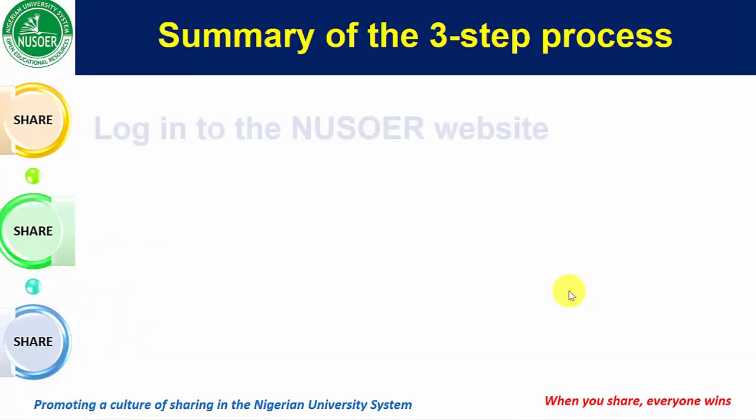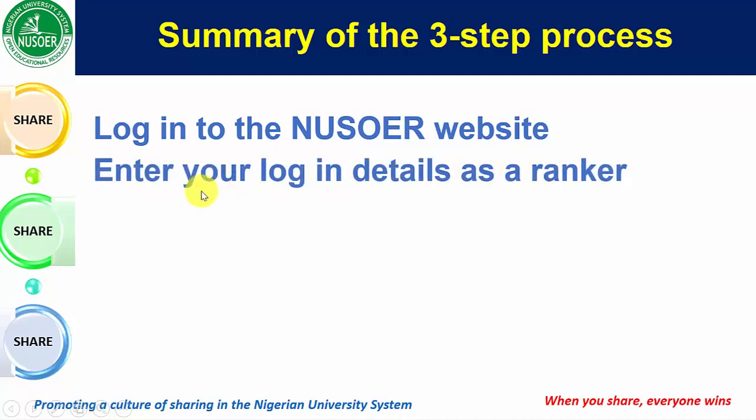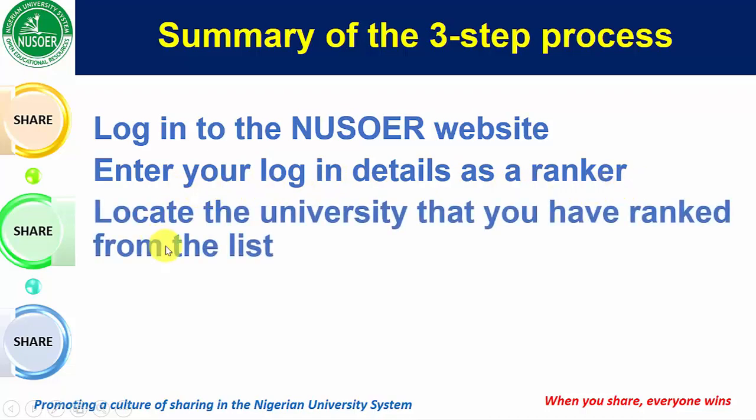So the summary of the process, oh, by the way, it's not 3 steps, it's a 4-step process. We log into the NUS OER website, which we did. We entered our login details as ranker, we did. We located the university that we have ranked from the list, we did. And we entered our scores, and we did. That is all that there is to it.